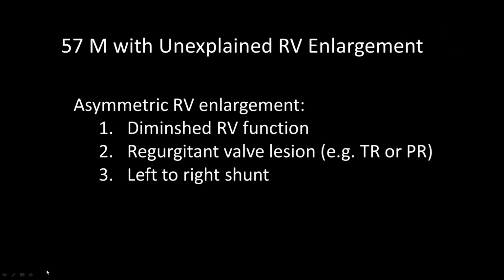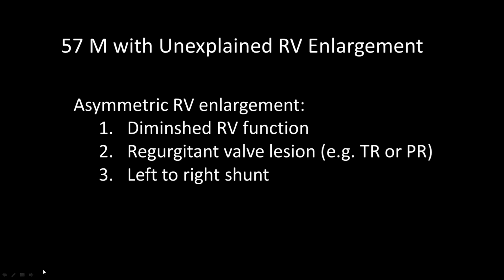To my knowledge, there are only three things that give you asymmetric RV enlargement. Number one, there's diminished RV function, which is not the case here. Number two, there's a regurgitant valve lesion, either tricuspid or pulmonic regurgitation. Or number three, there's a left to right shunt, like an ASD, for example.